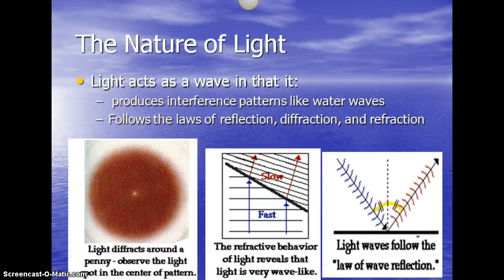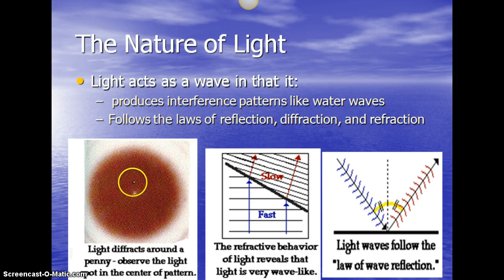Light actually acts in two ways. It has a dual identification, I guess you would say. It'll act as a wave, but it'll also act as a particle. So here's a couple ways that it acts as a wave. It produces interference patterns like water waves, and it'll follow the law of reflection, diffraction, and refraction. Diffraction is down here in the corner.